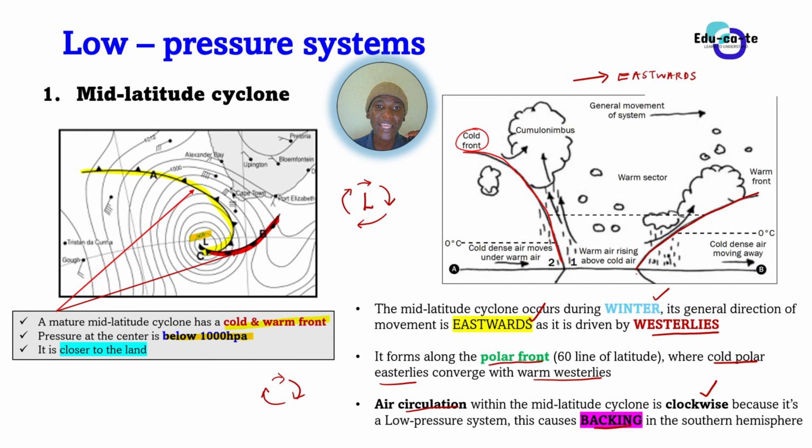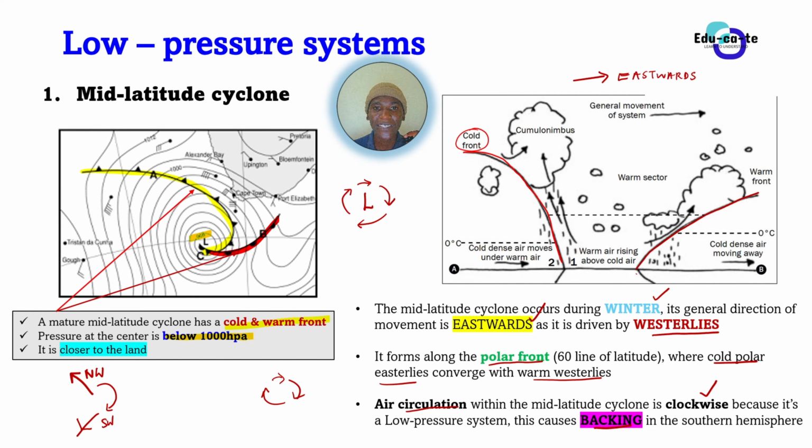Backing is a change in the wind direction, whereby winds that were moving this way, let us say these are northwesterly winds, end up rotating and moving in a way like this. They were moving northwesterly, now they move southwesterly. They don't really use diagrams to depict this, so don't worry about the diagram here. Basically, backing is the change of wind direction in the southern hemisphere. So whenever you hear about backing, it is the change in the wind direction that happens in the southern hemisphere.